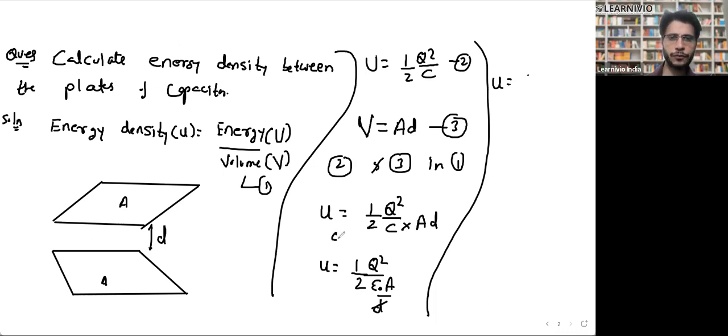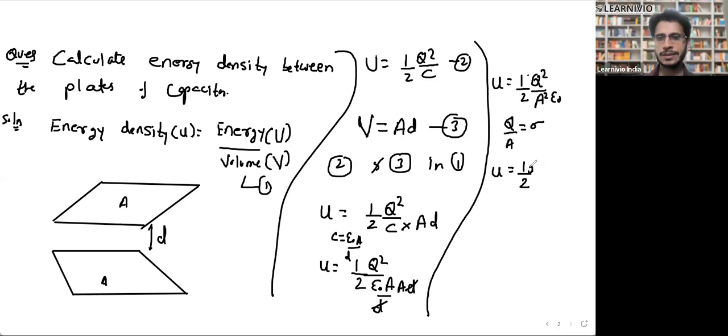The formula of capacitance is epsilon naught A by D. This we derived in the last class. So this is A into D only, and this D will cancel this D. So energy density is half Q squared over A squared into epsilon naught. We can write Q by A, charge by area, as sigma. So energy density is half sigma squared over epsilon naught. We can multiply denominator and numerator with epsilon naught.